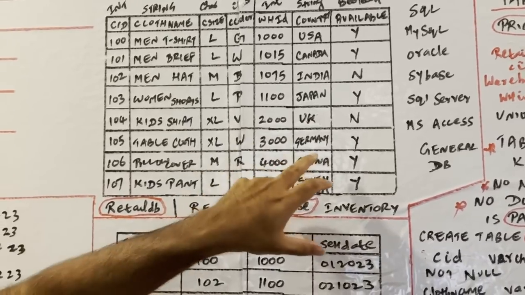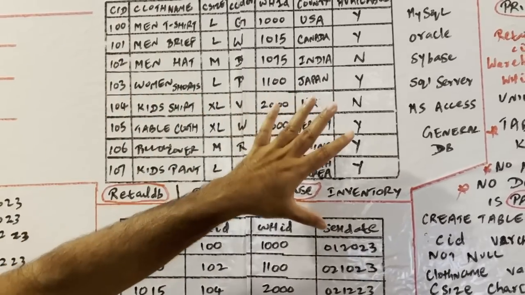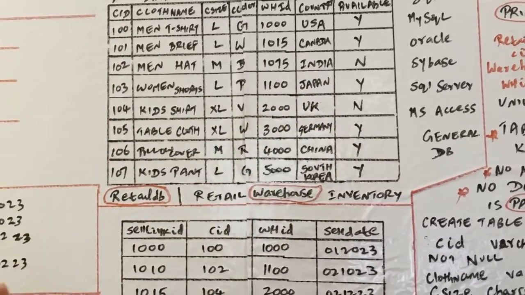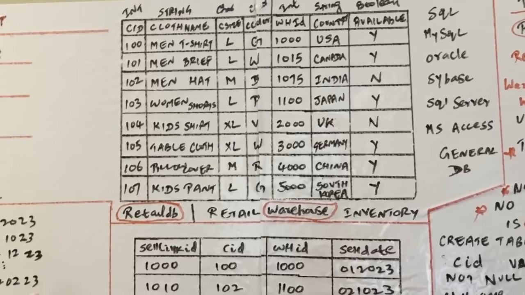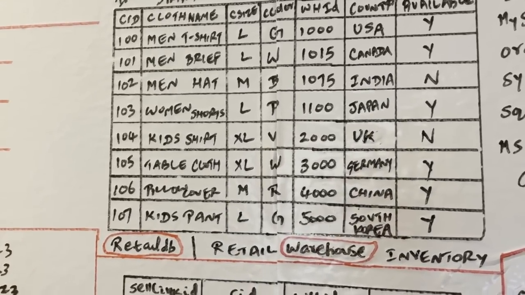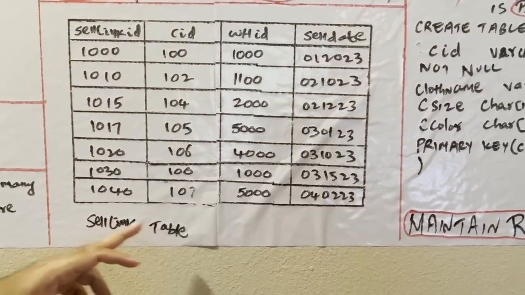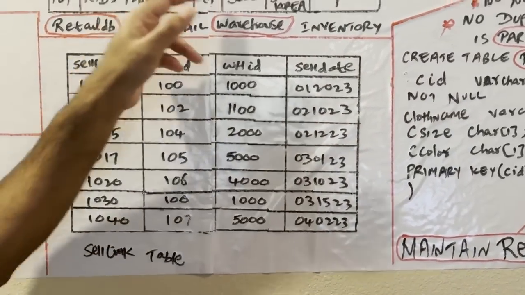Okay, let's see here. This is the second table, right? It's about cloths and where they are available, which country. Because typically a large retail store will have different shops worldwide. And this is the third table. This is called the sell link table. It's called a link because it links these two tables.